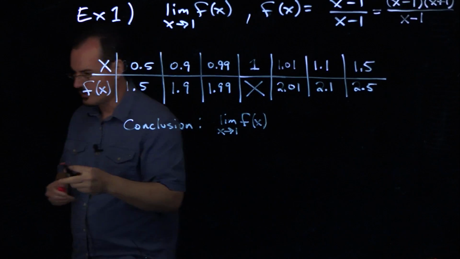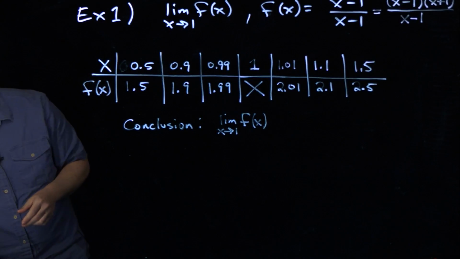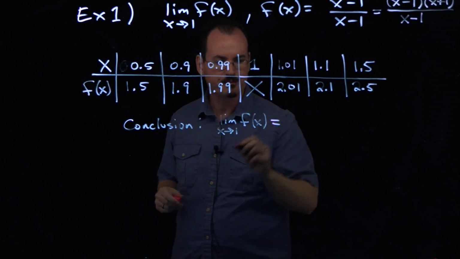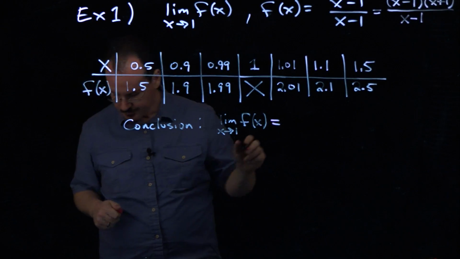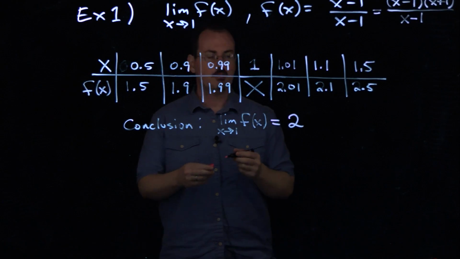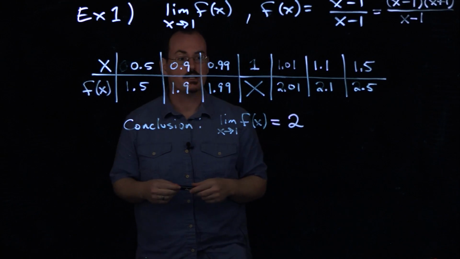I'm going to try to get a better marker here. This one's not working so well. The limit as x approaches 1 of f of x is equal to 2. So based on the table, that's what we can conclude here.